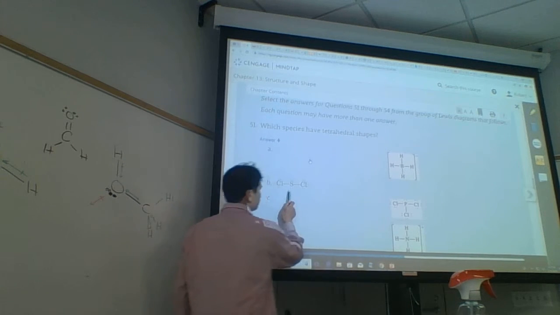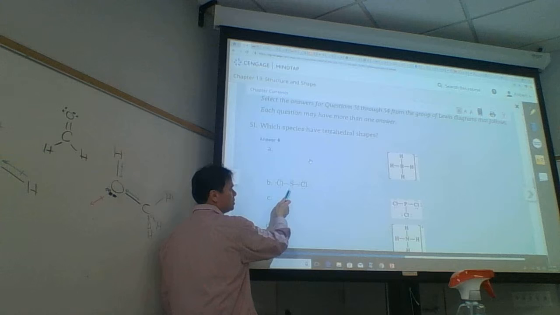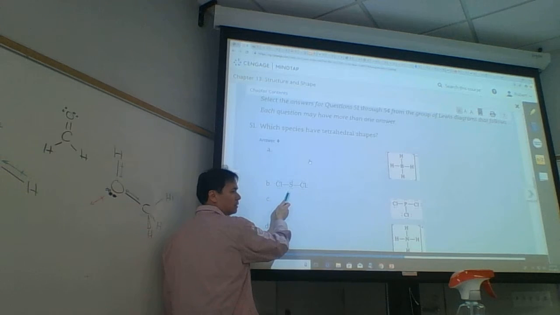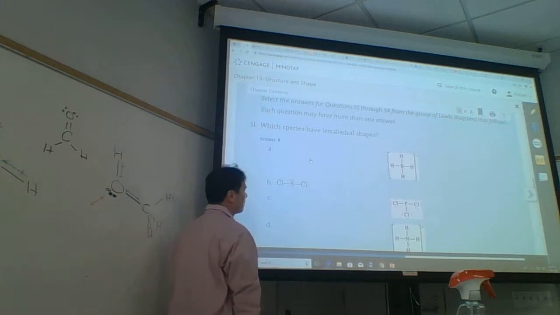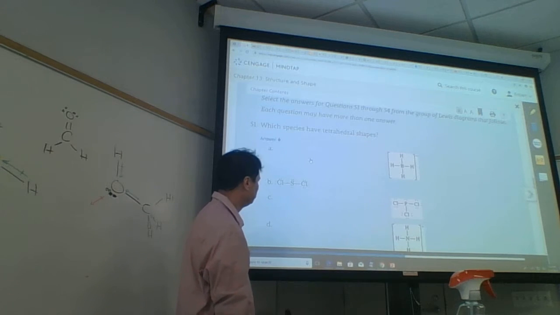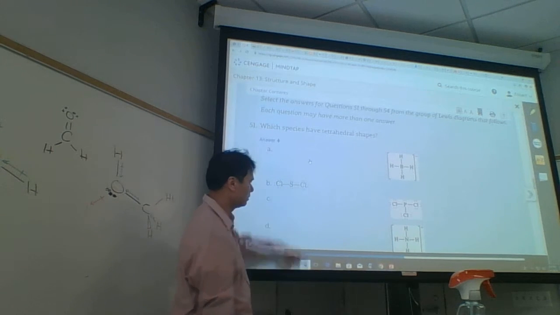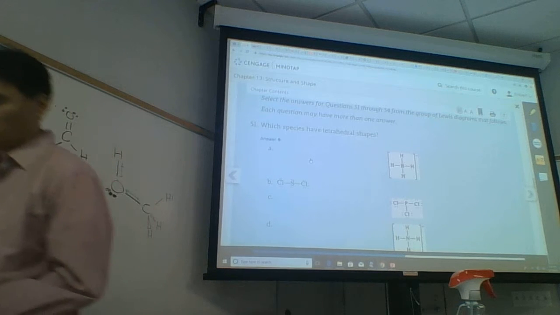How about this one? Again, the EPG is tetrahedral, but the shape is not linear. It's bent. This is like water, because of the two lone pairs. It's going to be bent at 109. It should be, although in Chem 1A you'll learn more.